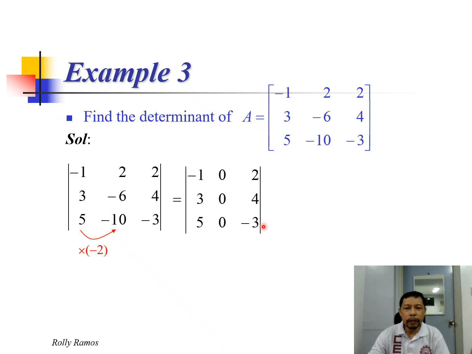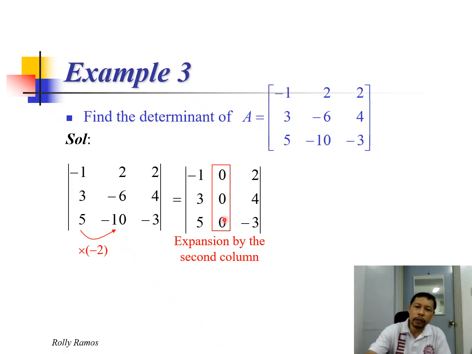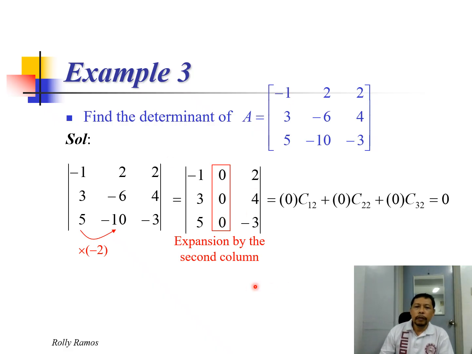Now, if we expand about the second column, we would see that the determinant of this matrix is equal to 0, because 0 times the cofactor of this element plus 0 times its cofactor plus 0 times its cofactor is still 0. Expansion by the second column will produce this result, which is equal to 0.